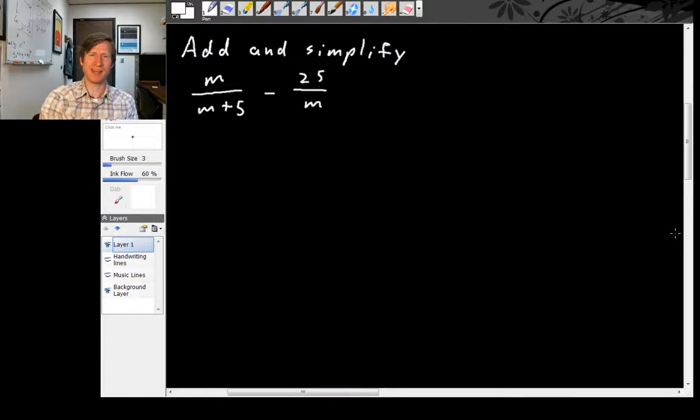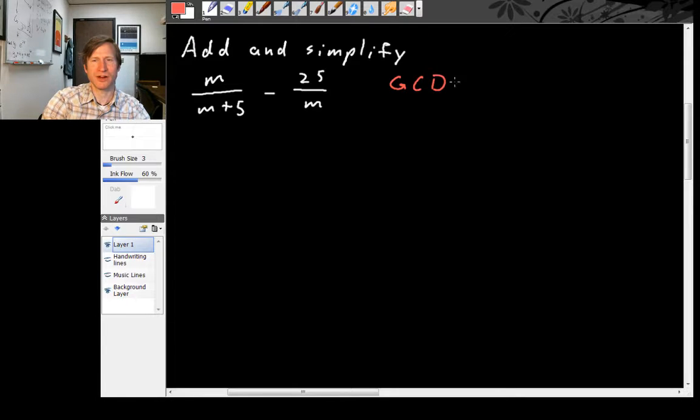So here's one: add and simplify this rational expression. In this rational expression, we don't have common denominators, so we can't just immediately proceed to subtracting the numerators. So first we need to arrange to have a common denominator. And with rational expressions, as with fractions, the way to do that is first figure out what the common denominator should be.